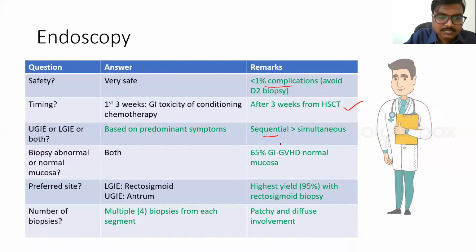And we have to biopsy both abnormal and normal mucosa, because we found that in that study 65% of GI-GVHD had normal mucosa. And preferred site, highest yield was seen in the rectosigmoid. The rectosigmoid is the highest yield, and in upper GI they found that the antrum had high yield. And ASGE recommends multiple biopsies. Even this group also recommends multiple biopsies from each segment of upper GI or colon, because of patchy and diffuse involvement of the disease.